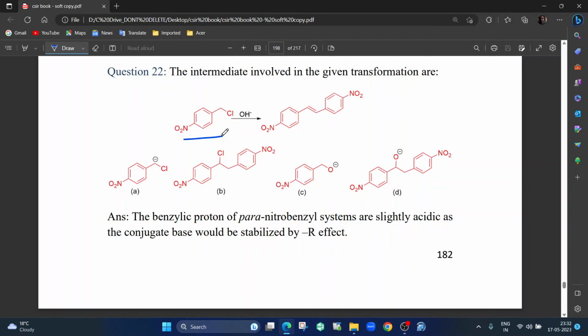So you are having this para-nitrobenzyl. Please see, if it is PhCH2 it is benzyl. PhC double bond O, then it will be benzoyl. So benzyl chloride in presence of base you are getting this product where they dimerize and you get alkene in between. So of course you will know what the intermediates involved are only when you know the mechanism.